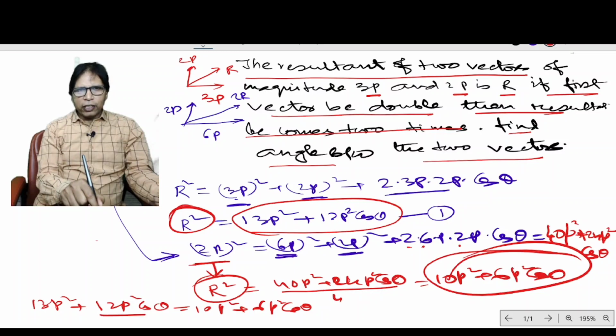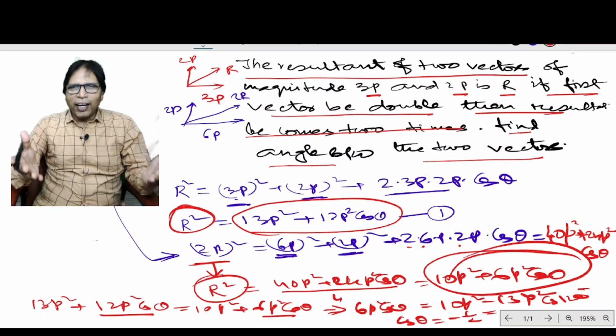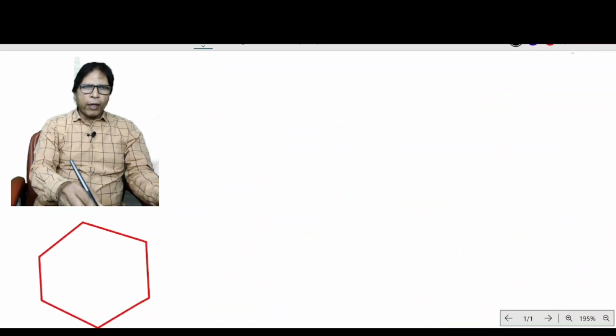So look at this, 12p square minus 6p square, so 6p square cos theta equals 10p square minus 13p square. So cos theta equals minus half. Cos theta minus half means cos 120 degrees. So theta equals 120 degrees. Okay, understood?